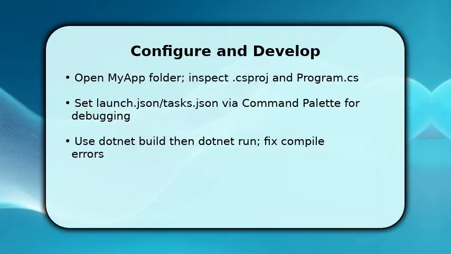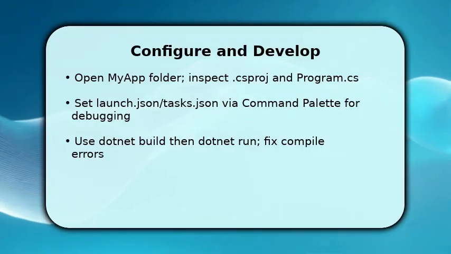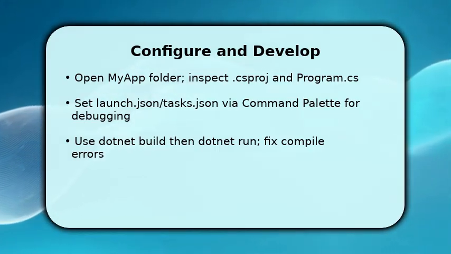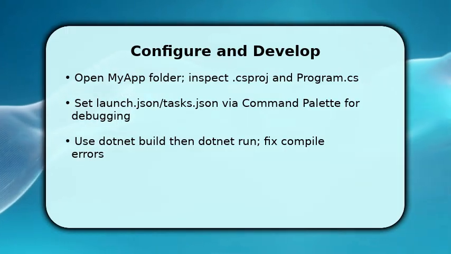Configure debugging by creating launch.json and tasks.json via the command palette. This ties VS Code's debugger to .NET build and run tasks. Edit code, then run dotnet build to catch compile errors early, fix them, and run dotnet run to verify behavior.